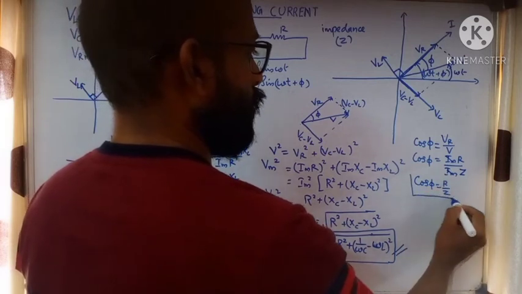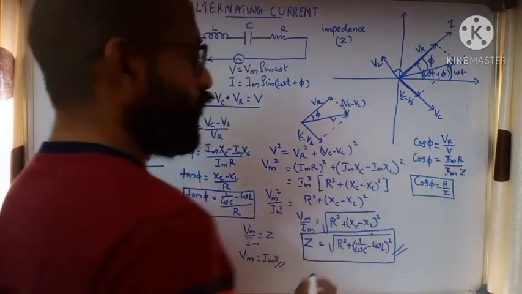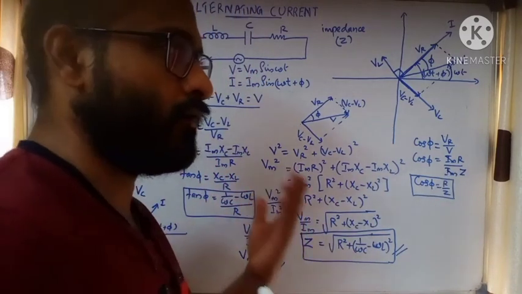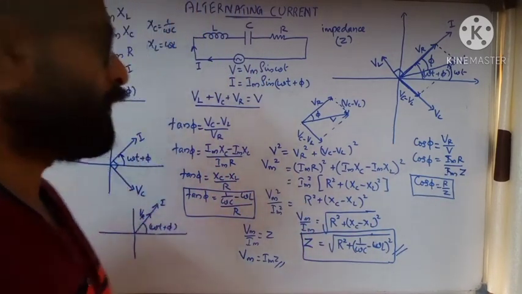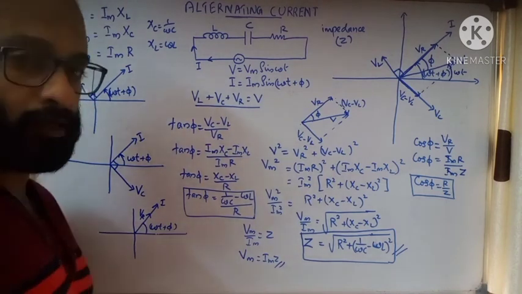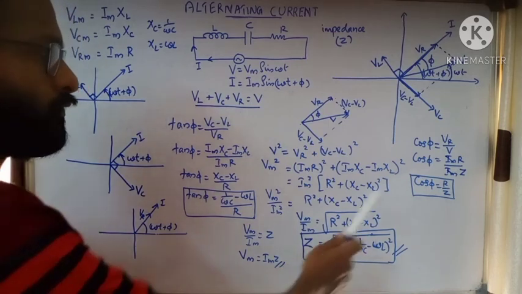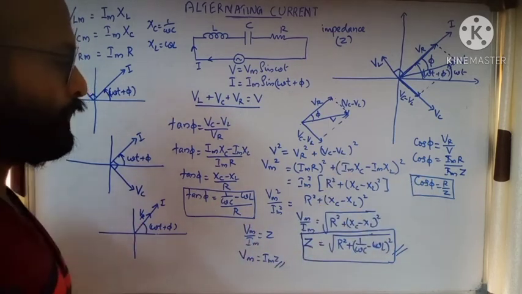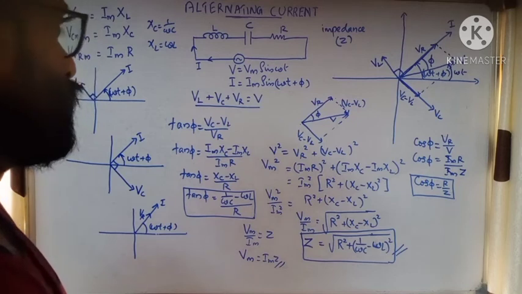Okay, we have got a few important relations. Cos phi, the cosine of the phase difference between effective voltage and effective current. Then we have seen tan phi, where phi is the phase difference. We have seen phi in terms of cos as well as tan. Then we have got the equation for impedance.